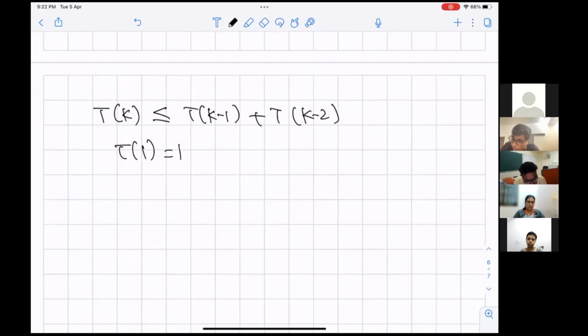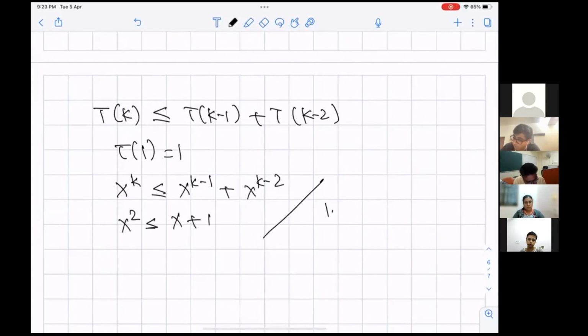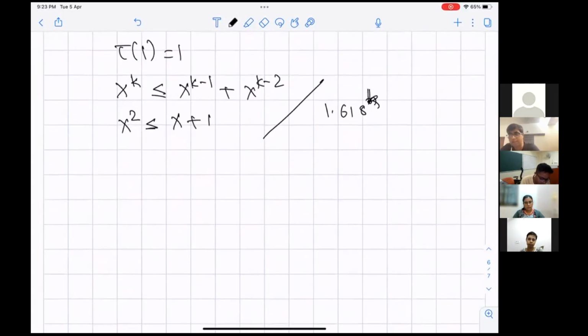And I also taught you last time the best way to solve this recurrence: you guess that this recurrence solves to some x to the power k. Then by induction hypothesis, this is x to the power k minus 1 number of leaves. And if you solve this, you get x squared less than or equal to x plus 1. If you solve this recurrence, you will get this 1.61 to the power k. But I want to understand really combinatorially that this is exactly what it is.